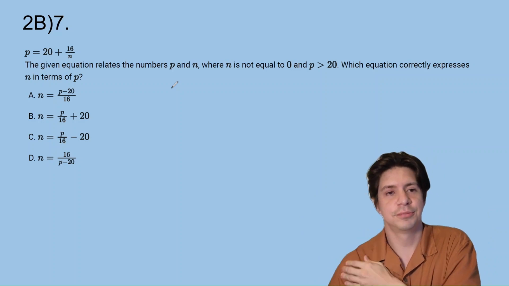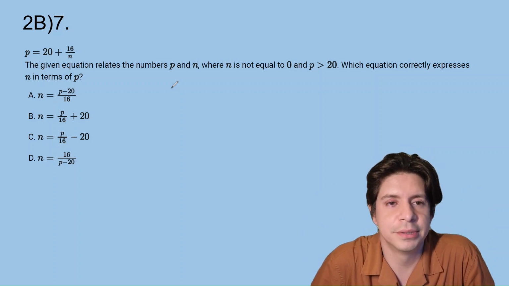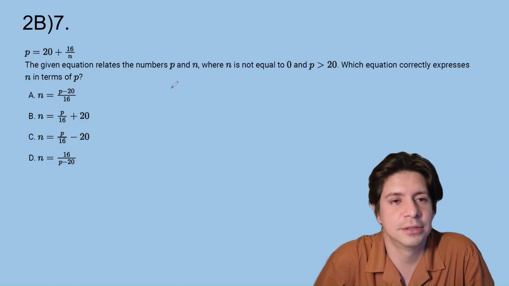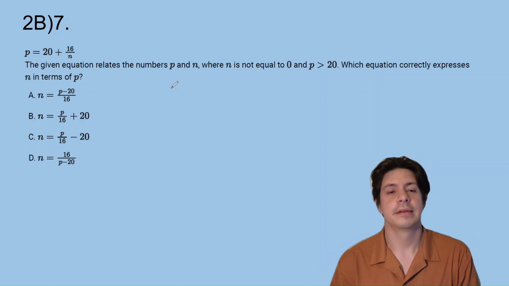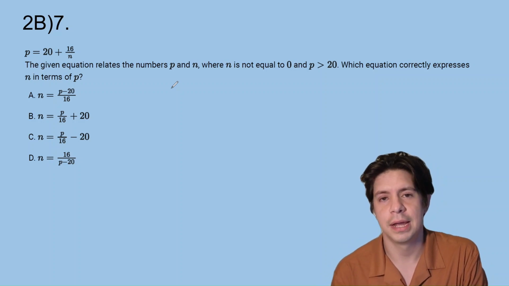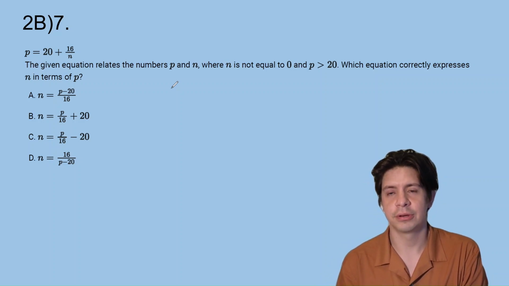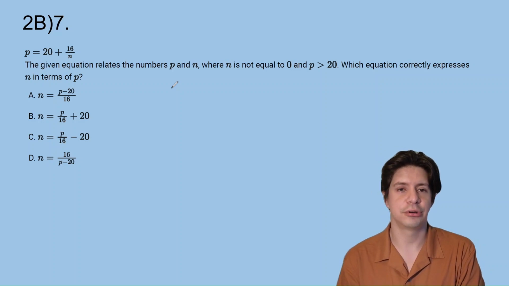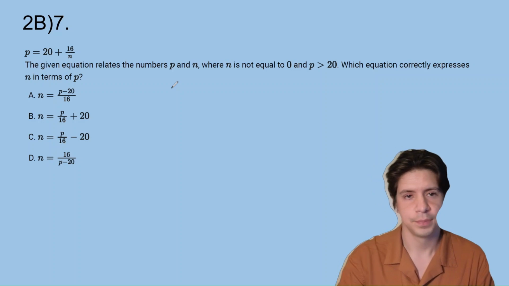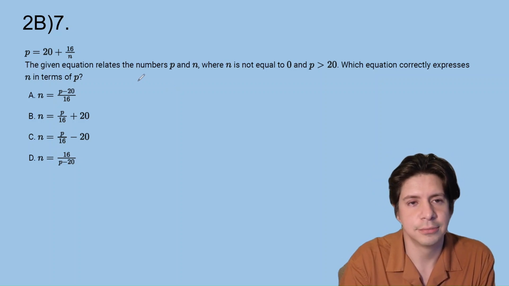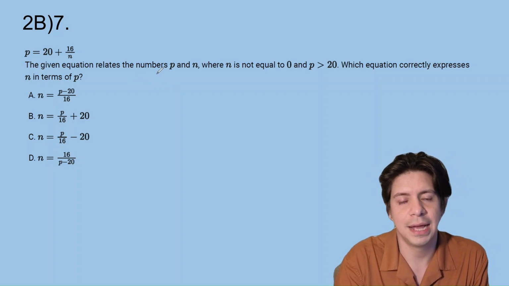So for this one, the way we do it is first we read the question. P equals 20 plus 16 over n. The given equation relates the numbers p and n, where n is not equal to 0 and p is greater than 20. Which equation correctly expresses n in terms of p? Okay, so n in terms of p, you want to isolate the variable, right?